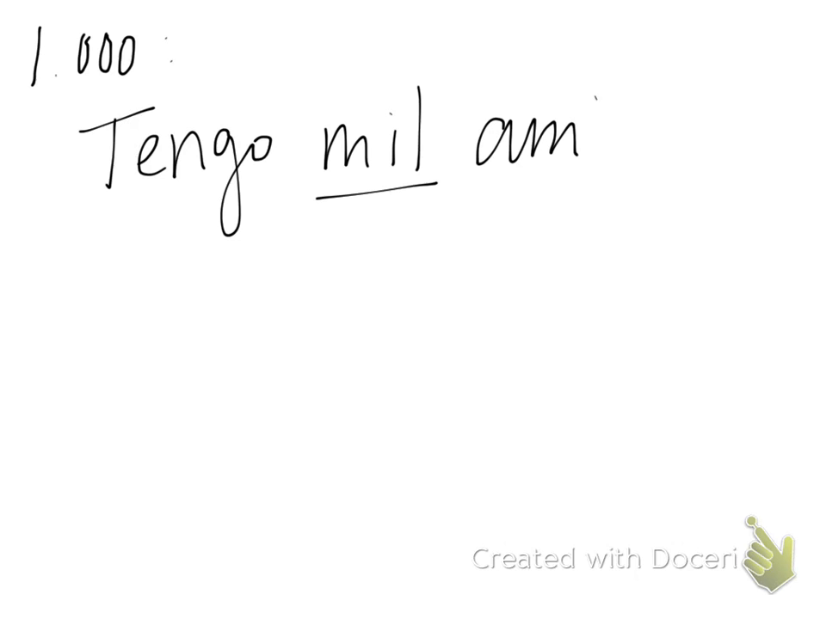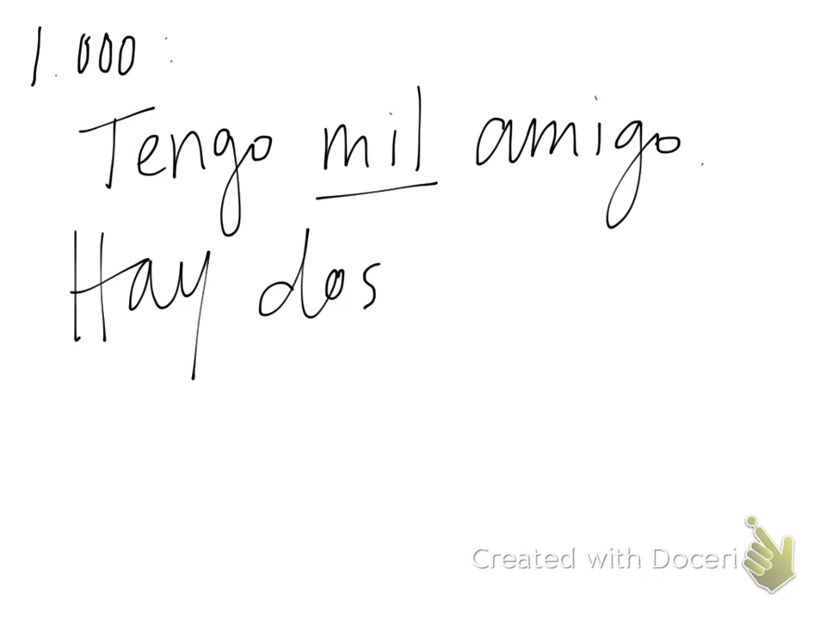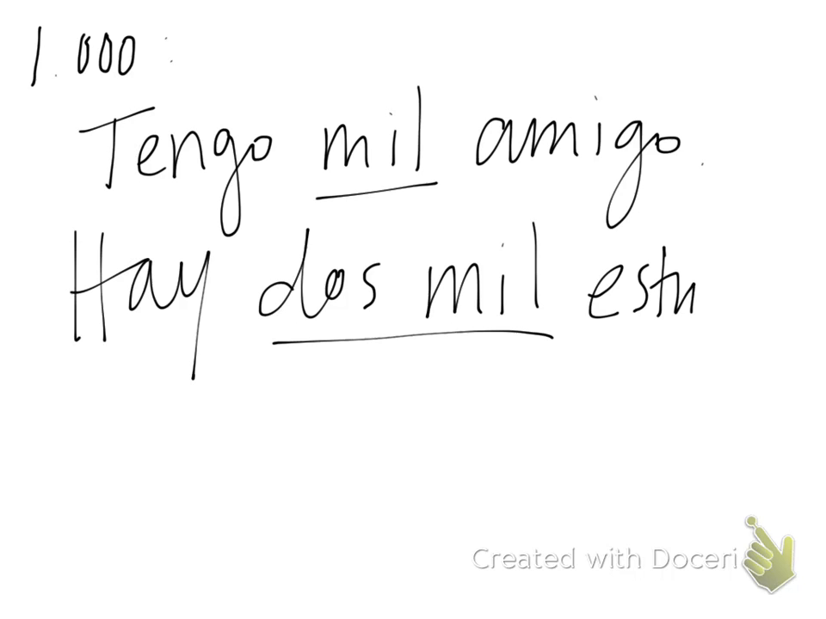Okay, the next number we're going to talk about, 1,000. Mil only has one form. Okay, this never becomes plural. So, tengo mil amigos. I have 1,000 friends. Or if you wanted to say, hay dos mil estudiantes. There are 2,000 students. So no matter what, it's always going to be mil. It's not going to change to the plural form. It's just mil. Mil or dos mil, tres mil, cuatro mil.